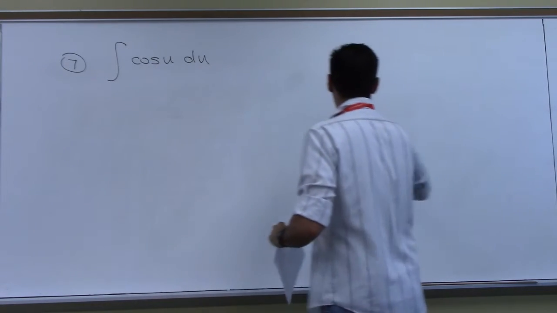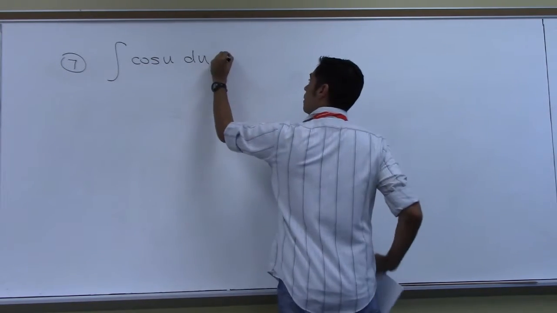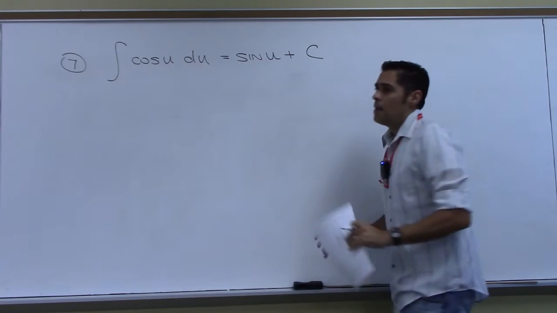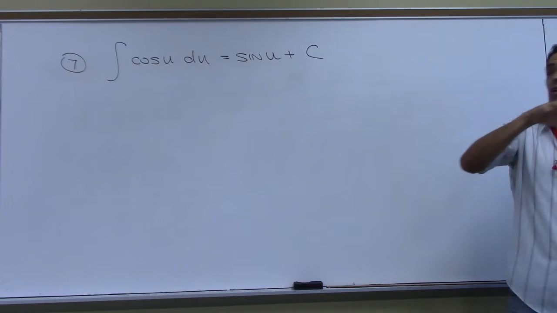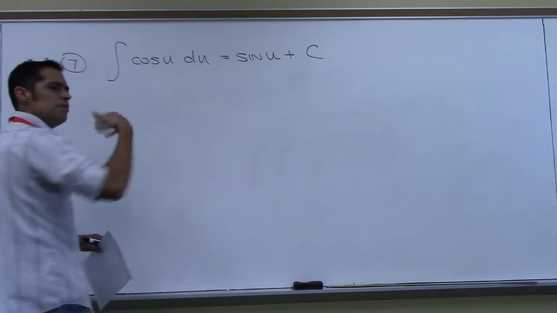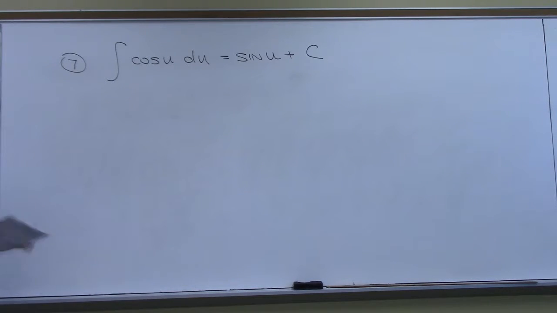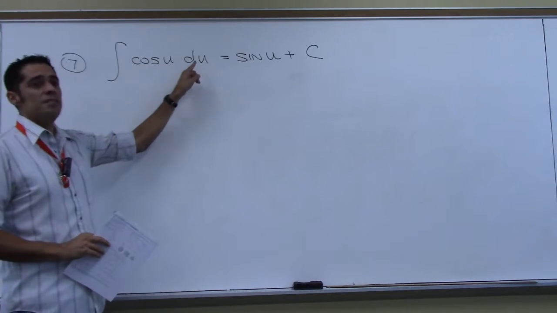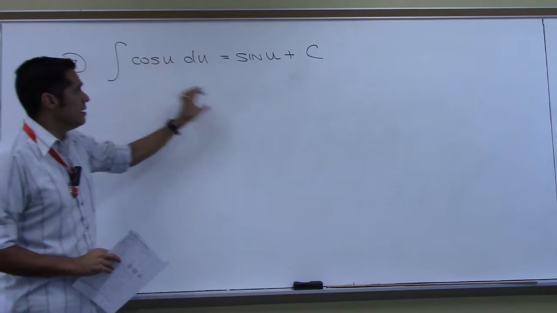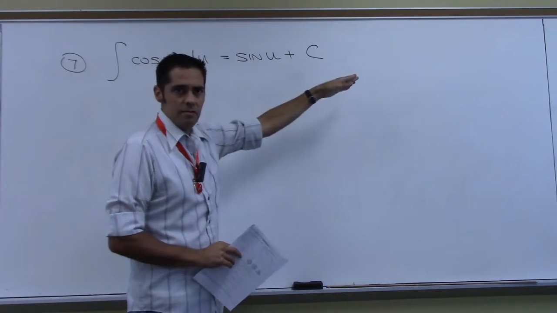It says that that's equal to what? Sine u plus c. So the integrand, the function we're trying to find the antiderivative of, is cosine of u. So we're using u instead of x, all right? And the differential tells us, yes, u is the variable, right? So the antiderivative of cosine is sine plus some constant, right?